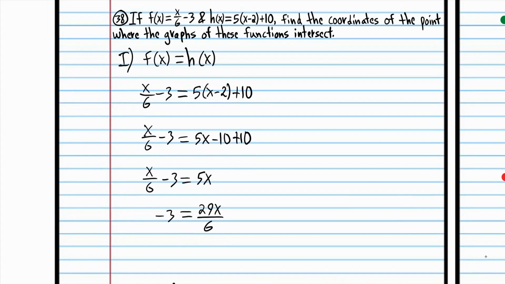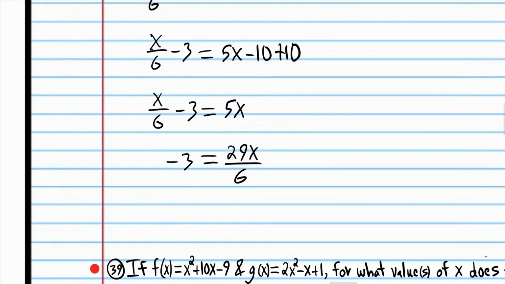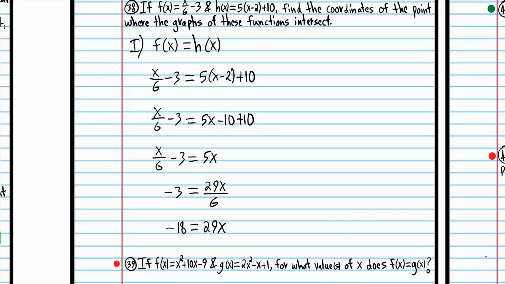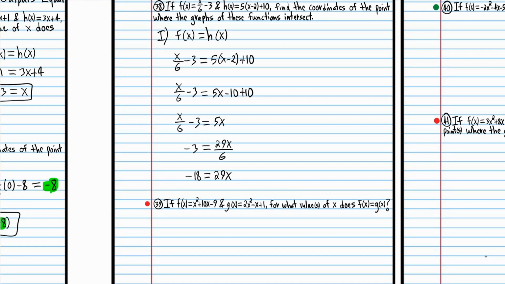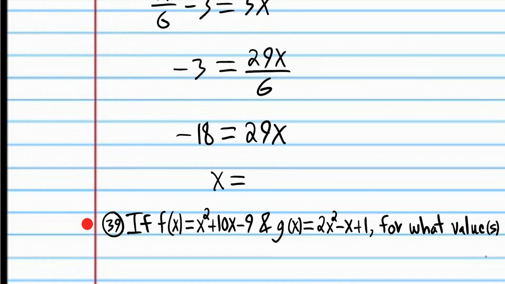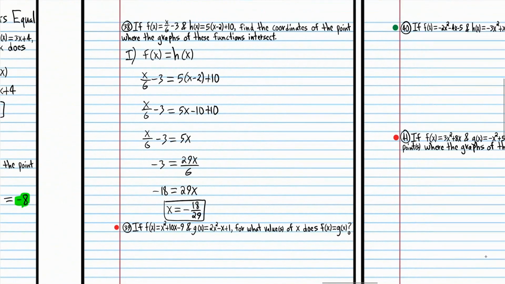So now we're going to multiply both sides by 6, and we get negative 18 is equal to 29x. And let's see if I can make some more room. Sorry, my computer's going kind of slow. So x is equal to negative 18 over 29. So if you got that right, good.